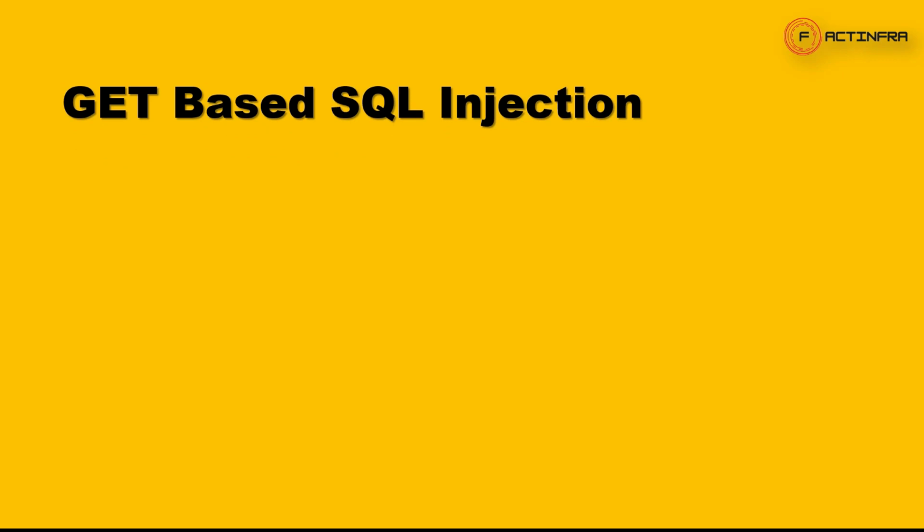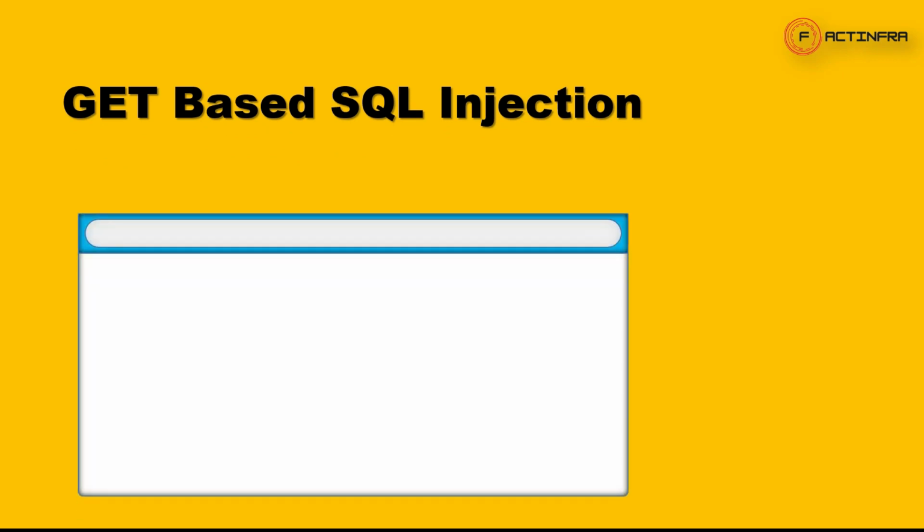The first injection point is GET-based SQL injection. I'm taking a vulnerable web application and its URL. You can see there is a parameter equal to a value, and we can inject a SQLi, or SQL query, vulnerable payload into the value parameter.